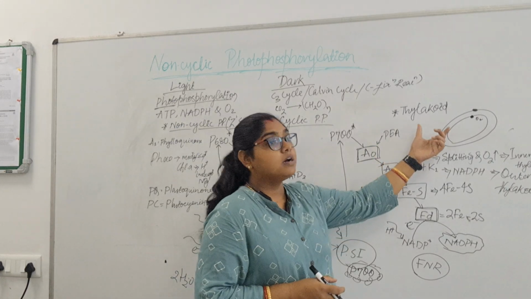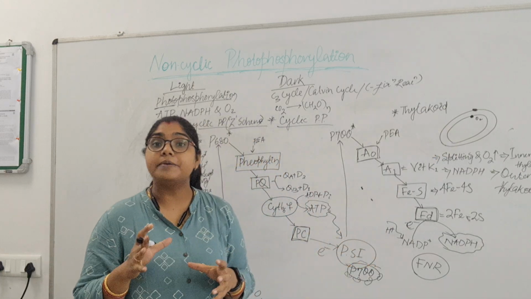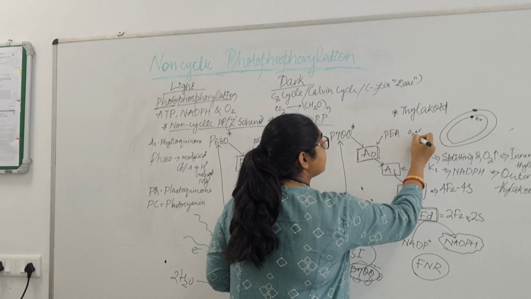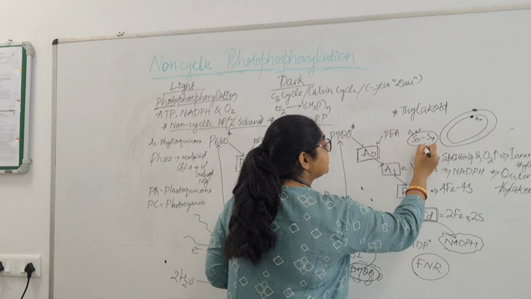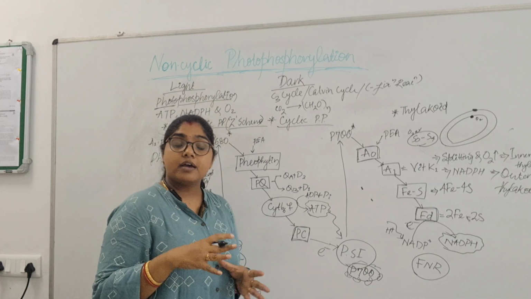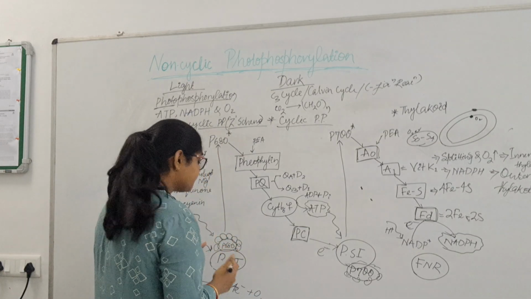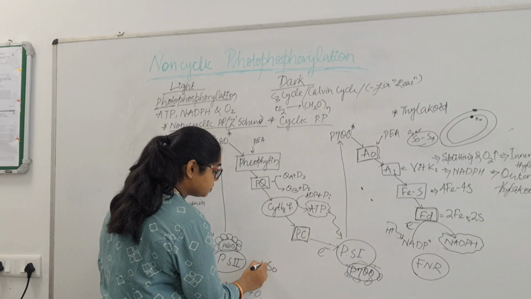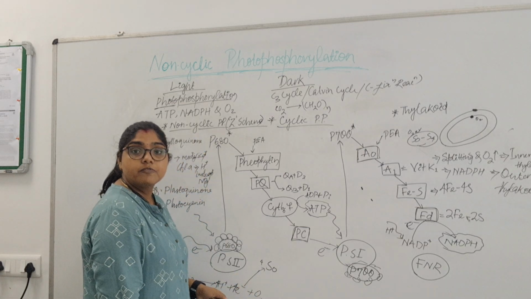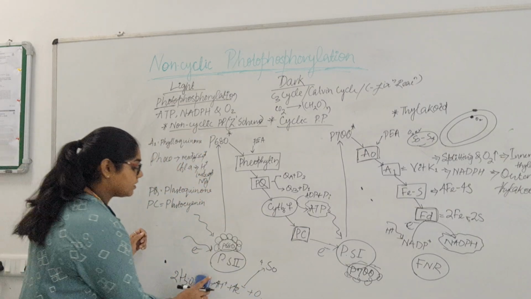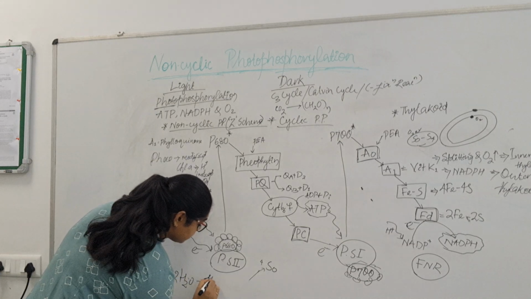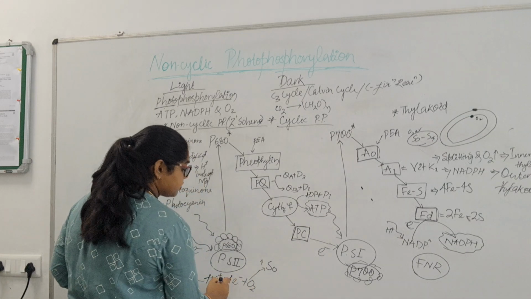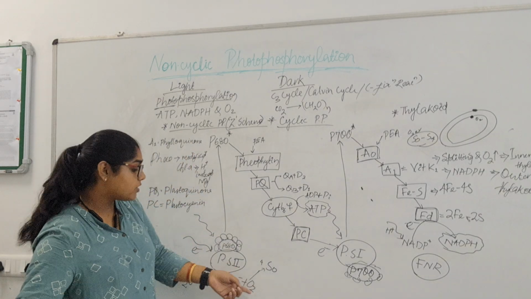This oxygen evolving complex has 5 states, that is S0 to S4. Okay, the oxygen evolving complex has S0 to S4, and these act as a gear wheel type. What they do is, S0 absorbs all the products from photolysis of water: 4 protons, 4 electrons and 1 oxygen molecule.